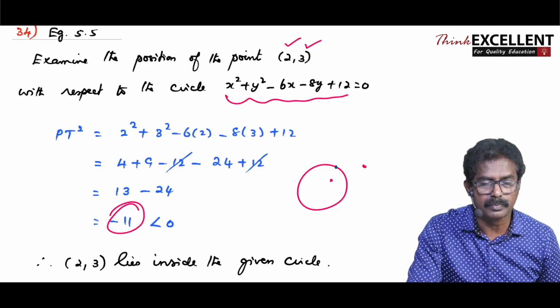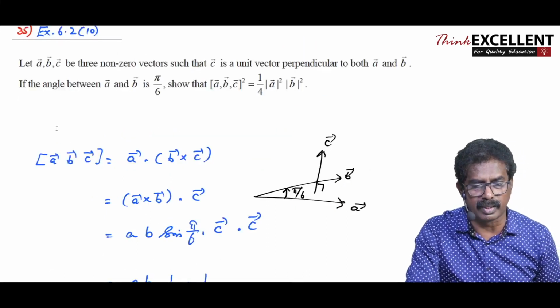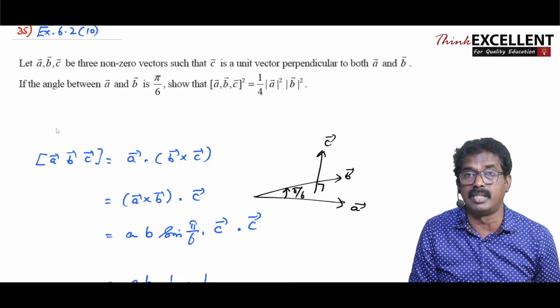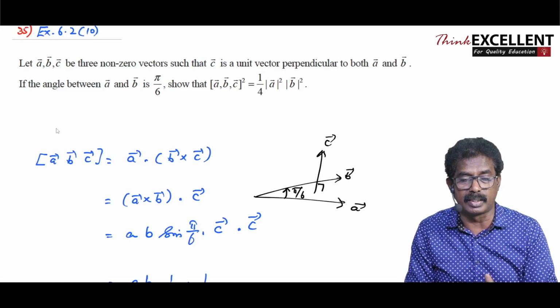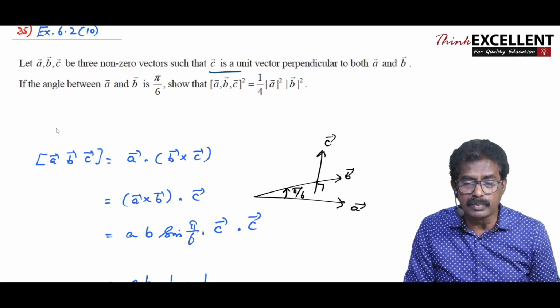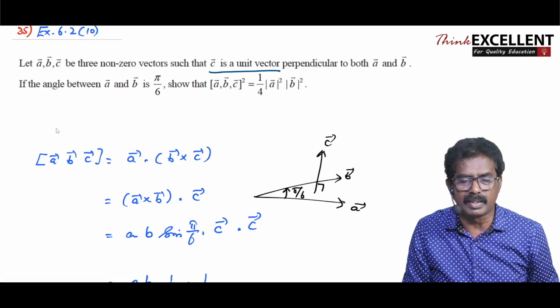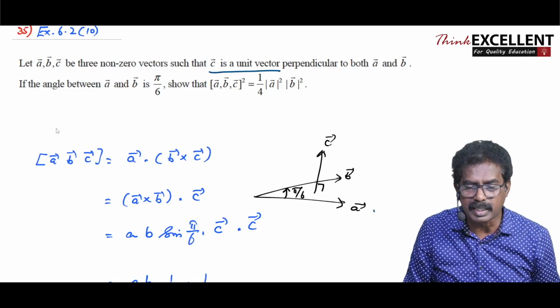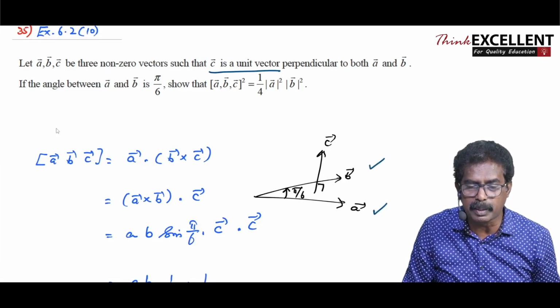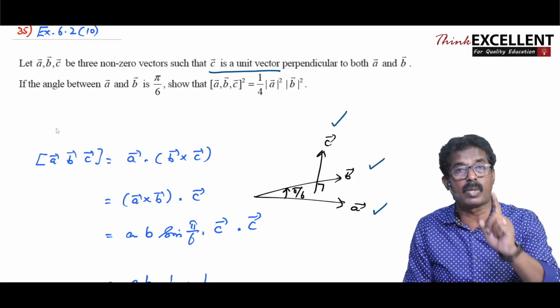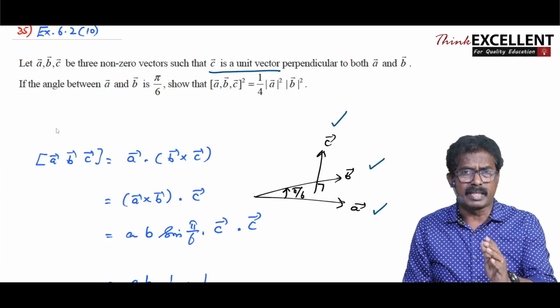Next one, question number 35. A, B, C are three non-zero vectors. C is a unit vector perpendicular to A vector and B vector. See the diagram: A vector, B vector, and the vector perpendicular to both is C vector. But the magnitude of C vector is 1.